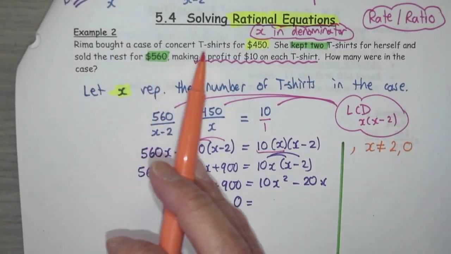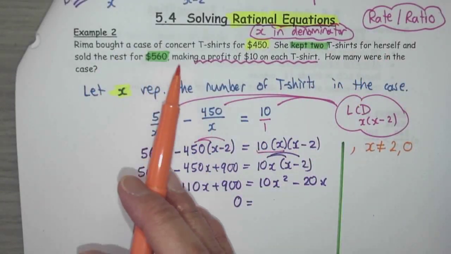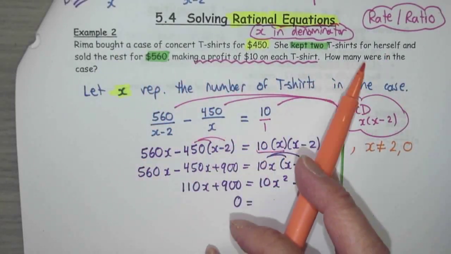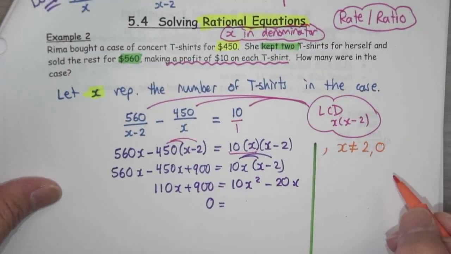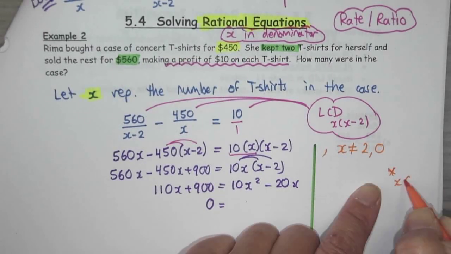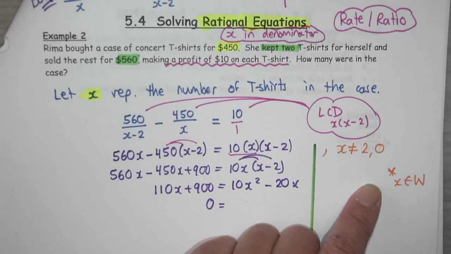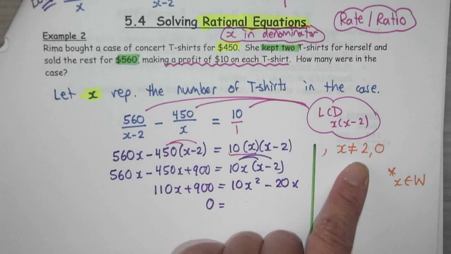T-shirts sold, the rest for $560, $10 on each T-shirt. What's the minimum number? What do you think? It has to be a whole number? Oh, definitely, yes. So x has to be a whole number, right? Also, one more restriction, back corner, yeah. Can it equal 2? Sorry, greater than 2. Yes. Greater than 2? She keeps 2. Yes, that's it. So that's why.